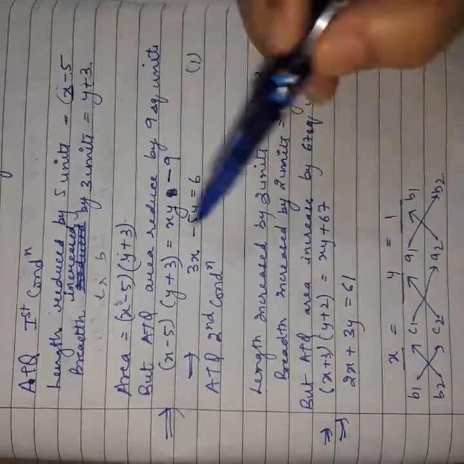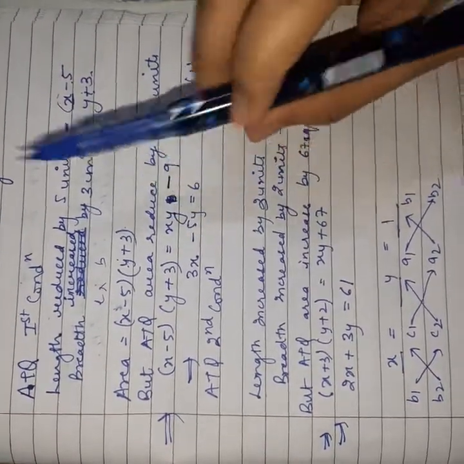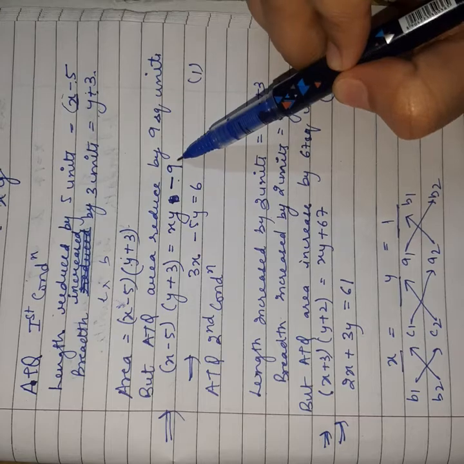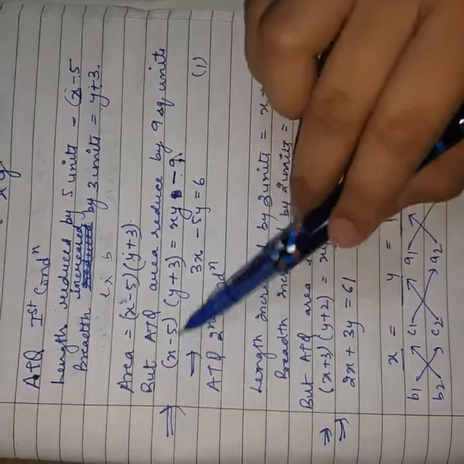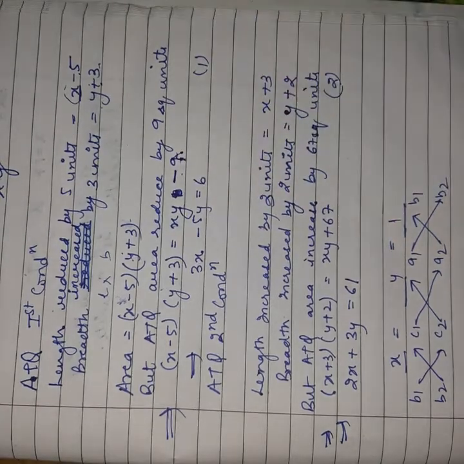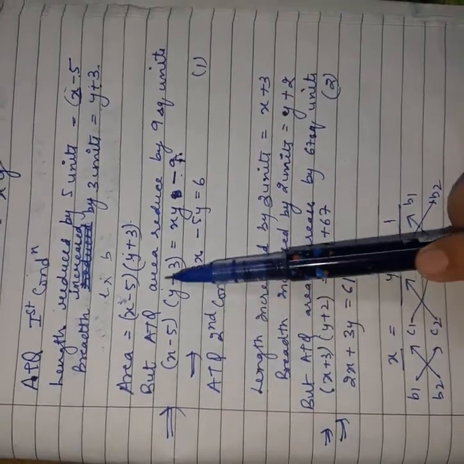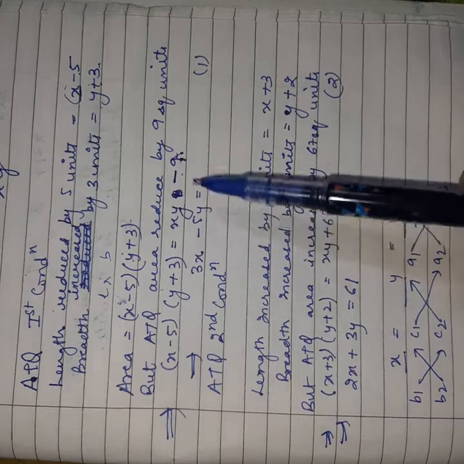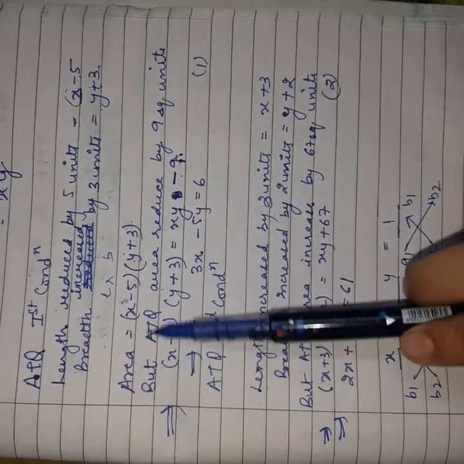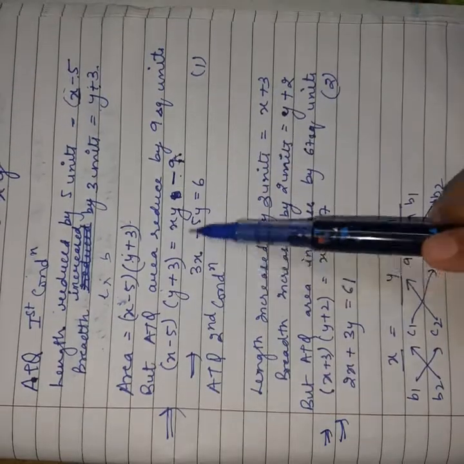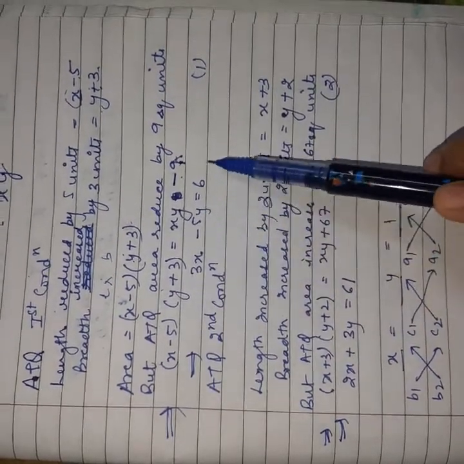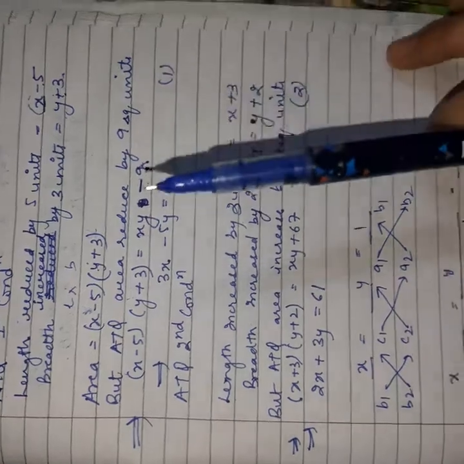So this is your area of the rectangle now. And in the question they have said that the area that was before is reduced by 9 units. So your new area is equal to the area before minus 9 units. Simplifying it, your equation would be 3x minus 5y is equal to 6. Multiply x by this, multiply this and this, everything will cancel out and you will be left with 3x minus 5y is equal to 6, which is our equation number 1.